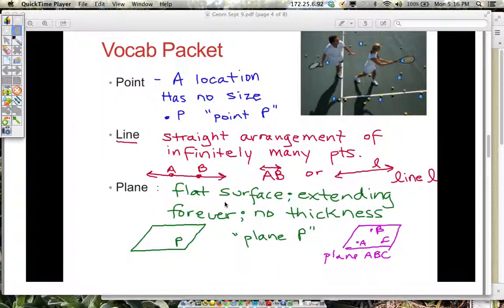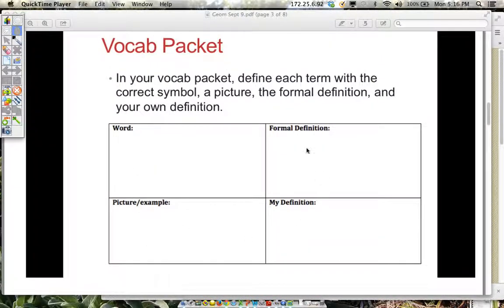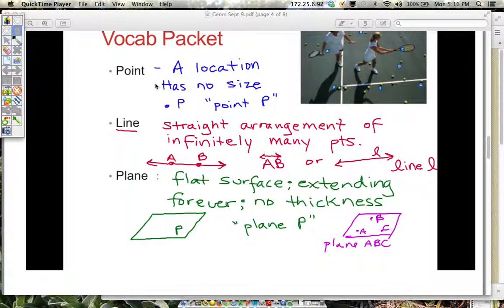So to start off, our first word for geometry on the page that starts with a P is point. So go ahead and fill in. I didn't fill it in this grid system. I just filled it in on this packet. So the first term is a point. All it is, is a location.